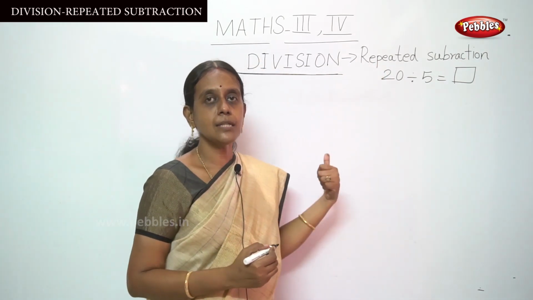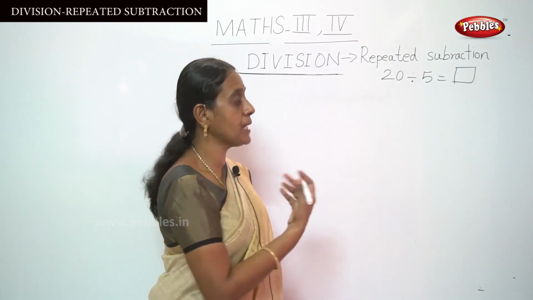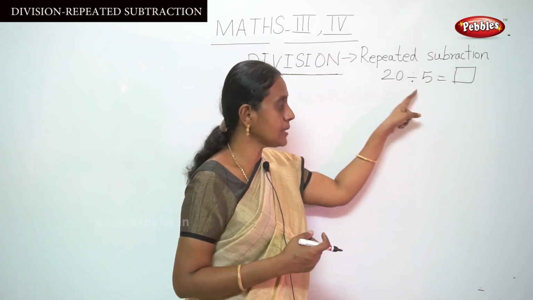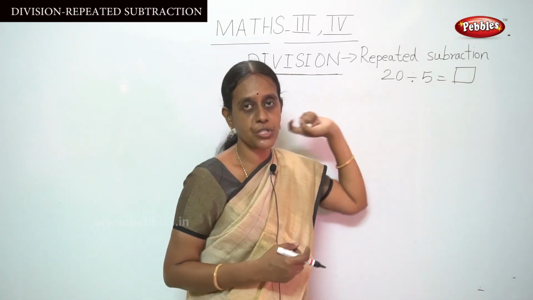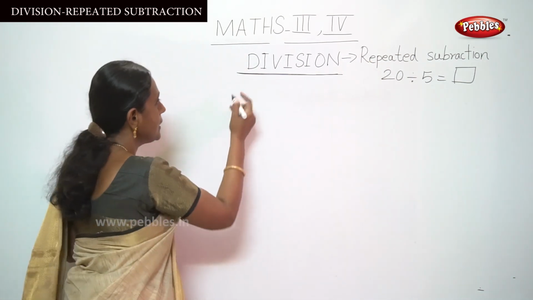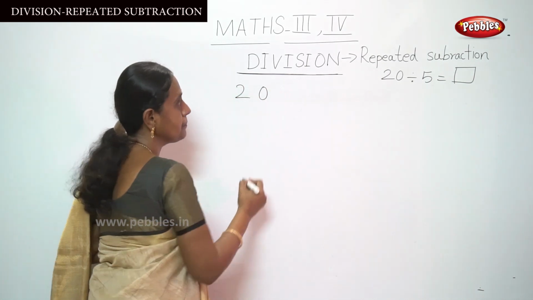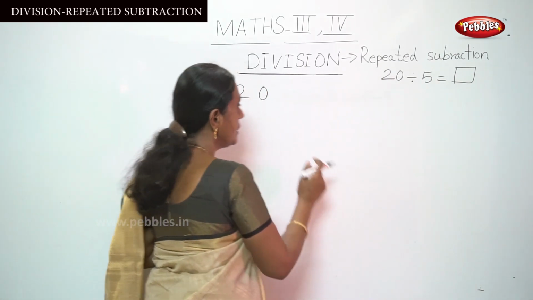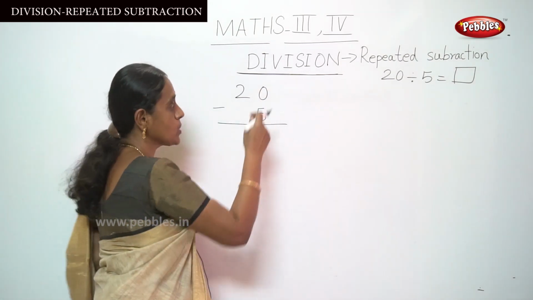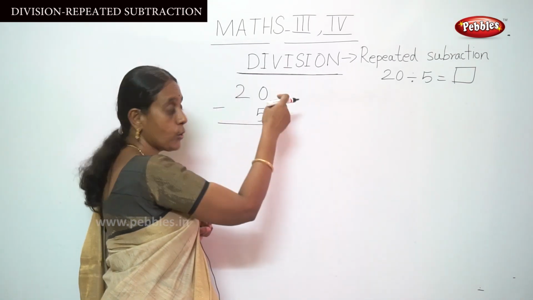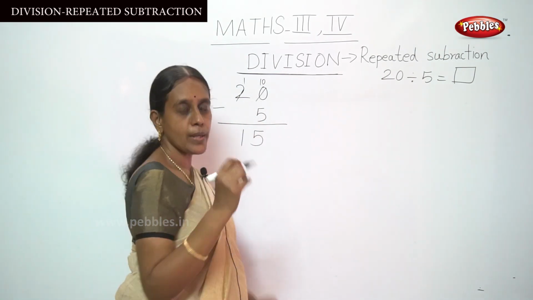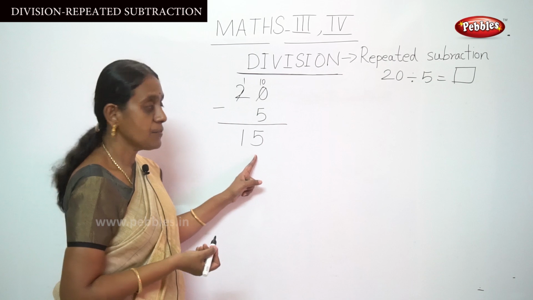We have learned this by saying the multiplication table in our previous example, and now we are going to subtract the number and find the quotient in this repeated subtraction method. How to do it? You put 20 here and write the divisor, and minus. 20 minus 5 is 15.